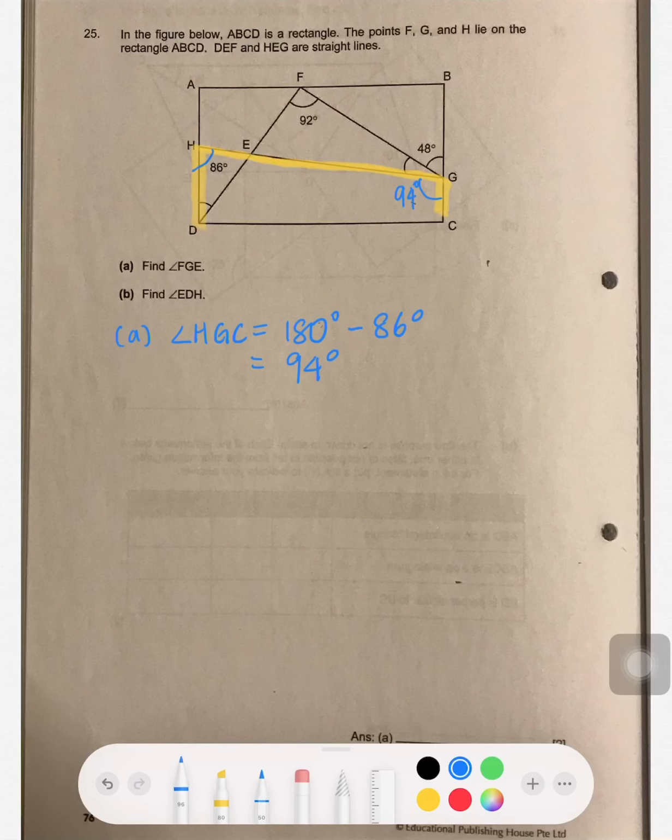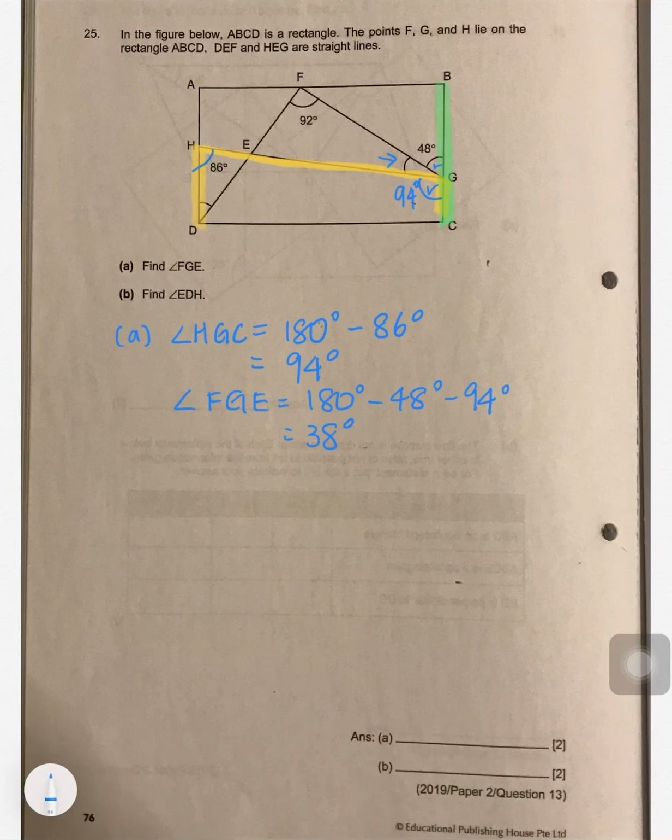So because of that, now I can use angles on a straight line. I have this angle, I have this angle. It will be easy for me to find this angle now because all the angles on a straight line add up to 180 degrees. So let's do our equation. Angle FGE equals 180 subtract 48 degrees subtract 94, which will give me 38 degrees. Okay, so I'm going to write my answer here with my units.